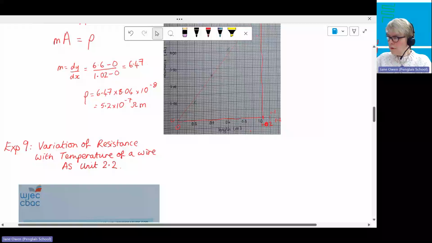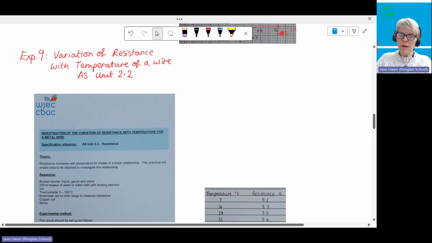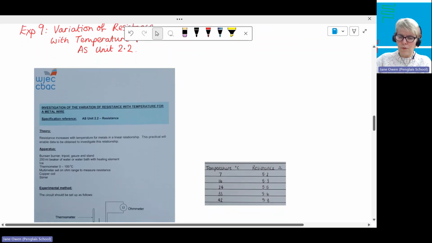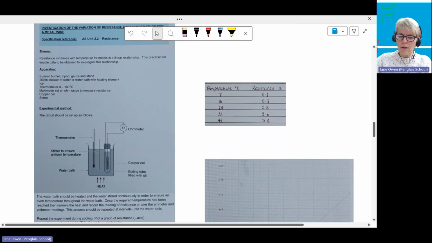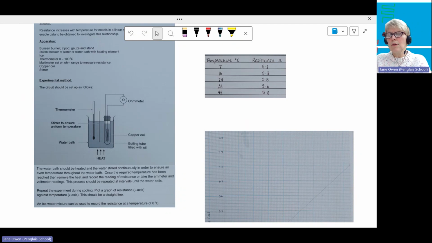Okay, all right, so moving on, we've done 2 out of an ambitious 5 experiments here. Experiment 9, variation of resistance with temperature of a wire. Now this time notice that you are setting up an electrical circuit, but we're not using a power supply. All we're doing is across the actual device, the copper coil, we're just putting an ohm meter across it. If you're putting an ohm meter across a device, you don't need a power supply with it. So you don't need an ammeter, you don't need a voltmeter. It's all worked out for you on the resistance ohm meter. All right, it's going to measure the resistance straight away.